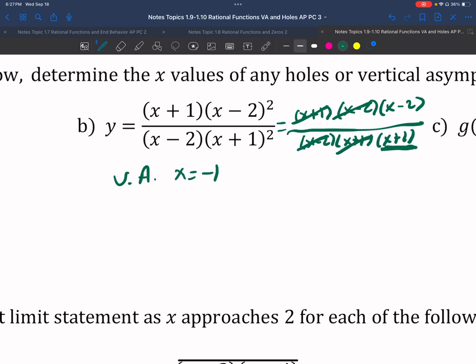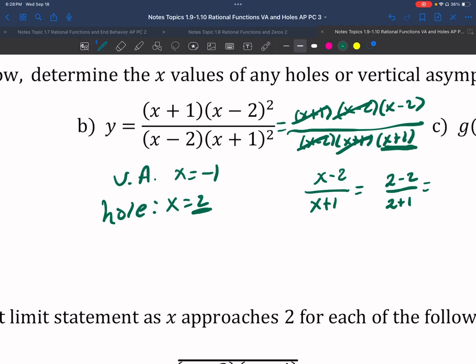Again, if it cannot be canceled out, I know for sure it's a vertical asymptote. Since the x minus 2 did get canceled out completely, I know that that will give me a hole in my graph. And then when I set it equal to 0, that will give me x equals 2. So now I'm going to take what I have, what did not get canceled out, which in this case is x minus 2 over x plus 1, and replace the x's with the x value of the hole, which in this case is 2. So 2 minus 2 over 2 plus 1. So it will be 0/3, which simplifies to 0. So I know that the hole will happen at 2, 0.